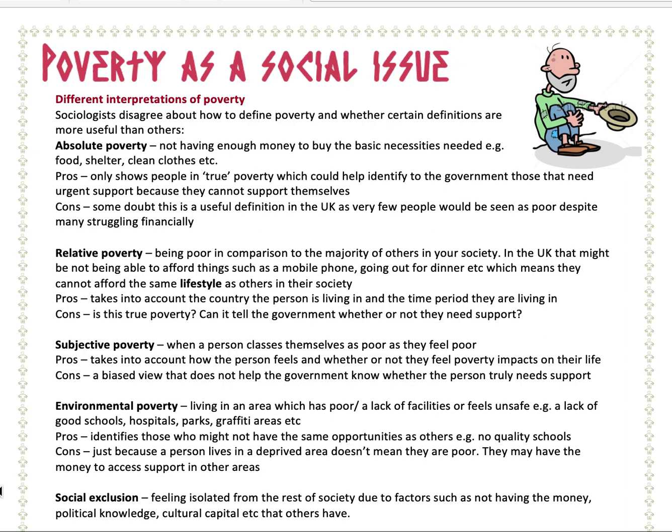So absolute poverty is the most extreme way of defining poverty, when someone doesn't have the money to buy the basic needs, so things such as food and shelter. It's useful to define it this way because then the government can identify those that need the most support, so it can help target benefits and that kind of thing. However, others argue that it's not the best way of defining poverty because in the UK this is very rare. So if we define poverty as something so extreme, then it means that a lot of people who are struggling aren't going to get the support.